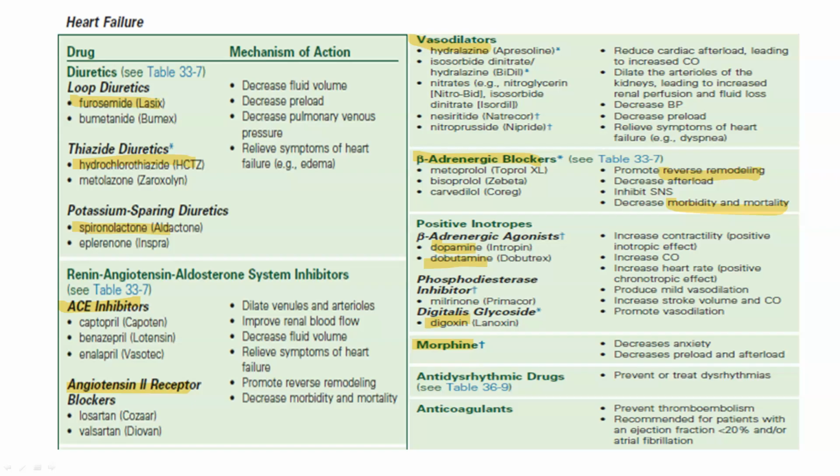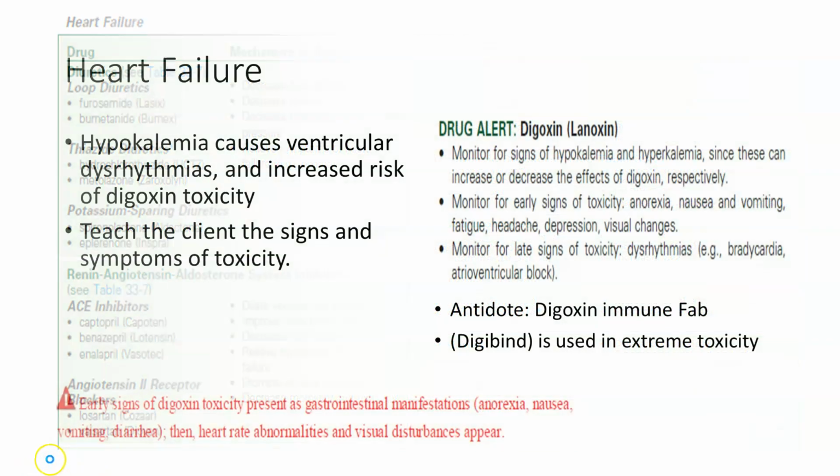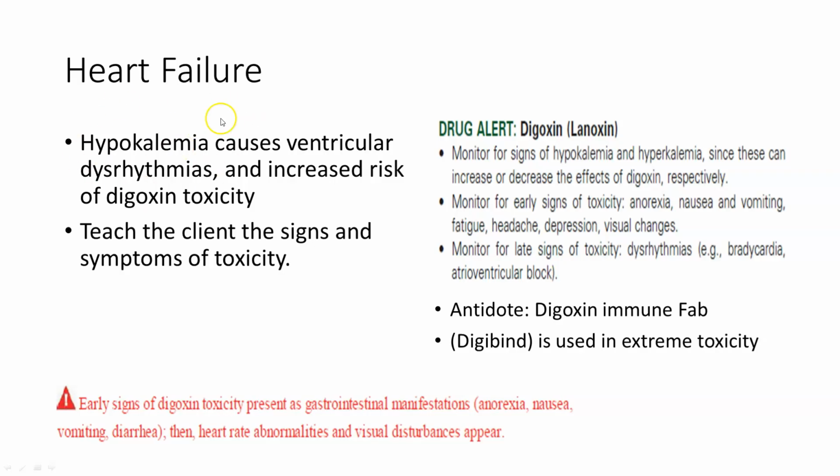Morphine, it helps with your respiratory issue. It helps with anxiety. And we said that it does cause a decrease in preload and afterload a little bit. We also have dysrhythmics and anticoagulants. We've talked about hypokalemia causes ventricular dysrhythmias and increased risk for dig toxicity. I'm going to say that so does hyperkalemia and most of your electrolyte abnormalities.